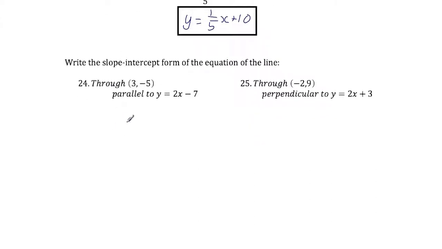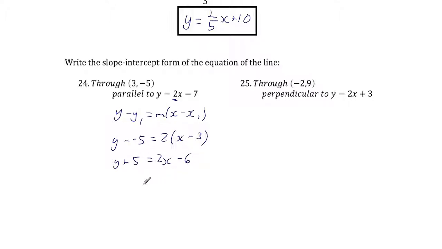And for these, parallel means that it's going to have the same slope. So we can use point-slope form here, where we replace the subscripts x sub 1, y sub 1 with the actual values. So y minus a negative 5 is equal to the same slope, 2 times x minus 3. So we're going to have y plus 5 equals 2x minus 6. y equals 2x minus 11. So that's the answer there.